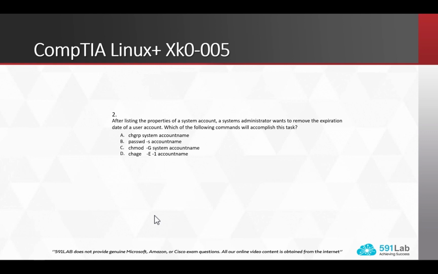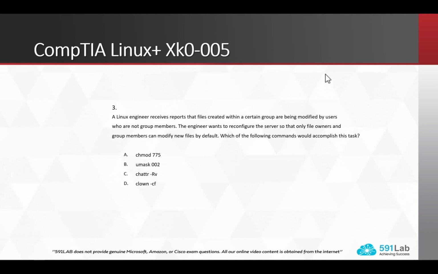We have 4 options available to us, and the correct answer is D. We would use the chage command with a hyphen, capital E, and then specify -1. And lastly, we need to specify the account name here, and this is going to remove the expiration date for this particular account.